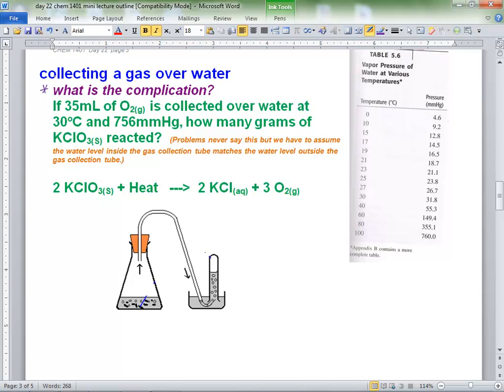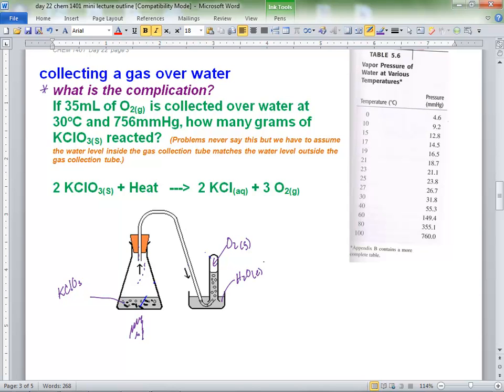So what does this system look like? Here's my potassium chlorate, and I'm going to heat it. So I don't know, draw some fire down here, right? Whatever fire looks like. So I'm going to heat it, and then the oxygen is going to get formed and bubble up, and end up in here. That's where the oxygen gas is going to be. And it'd be nice if they had a little more detail here on this test tube that's inverted over the water. This is a whole bunch of water in here.